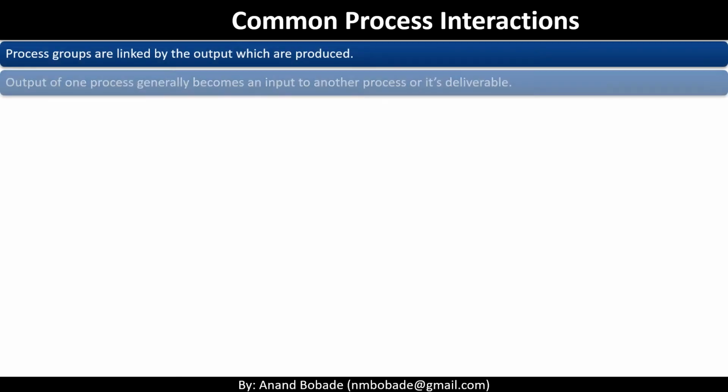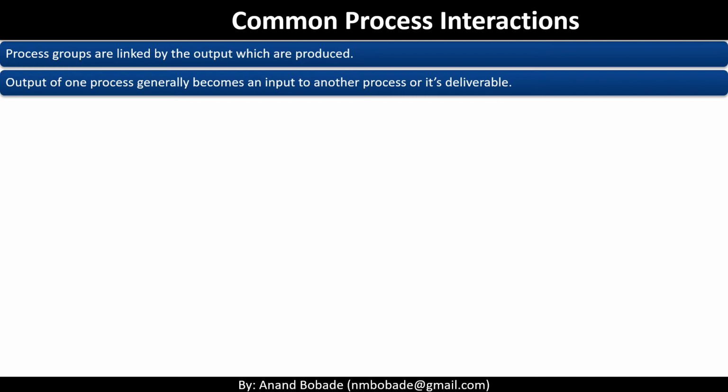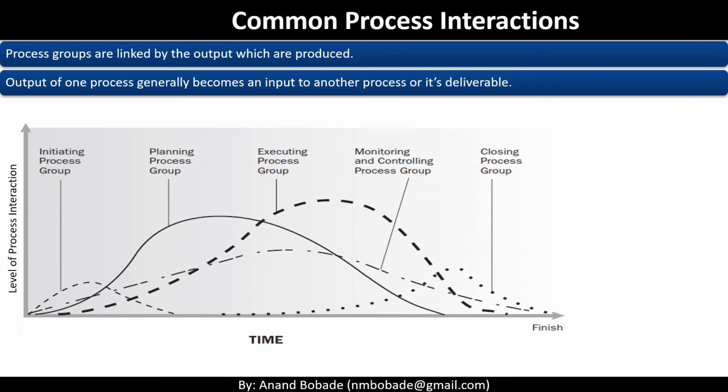Process groups are linked by the outputs which are produced. The output of one process generally becomes an input to another process or its deliverable. A deliverable may sometimes be incremental. As you can see in the diagram, all process groups overlap with each other. The level of process interaction differs from project to project, but the diagram depicts the standard interaction.